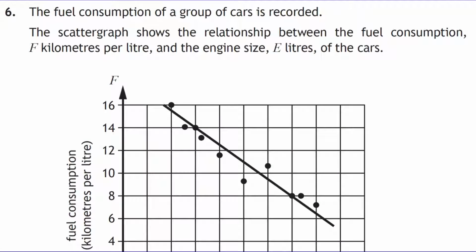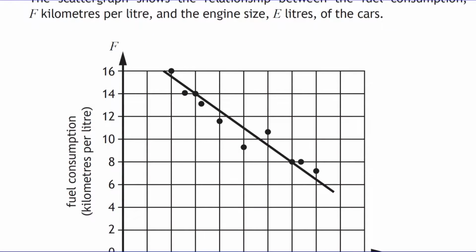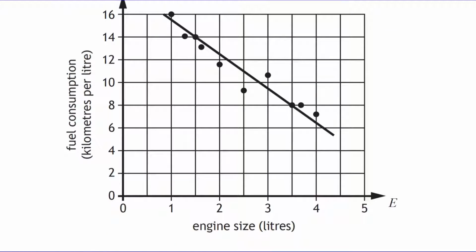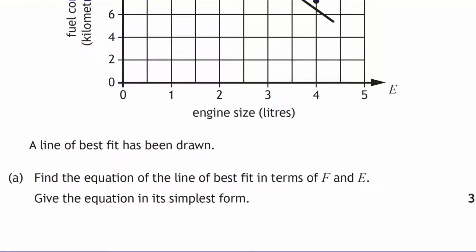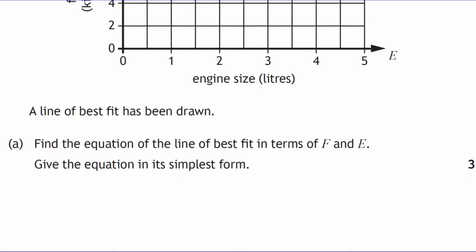Question 6. So we've got a little graph here. Fuel consumption for the car is recorded. The scatter graph shows the relationship between fuel consumption per litre and the engine size of the car. Okay, so we've got the graph there. A line of best fit has been drawn. Find the equation of the line of best fit.